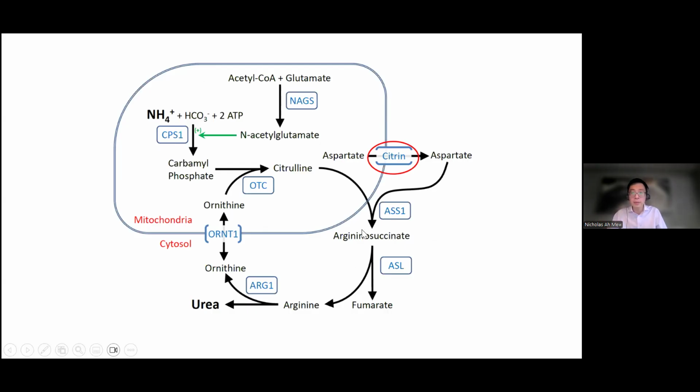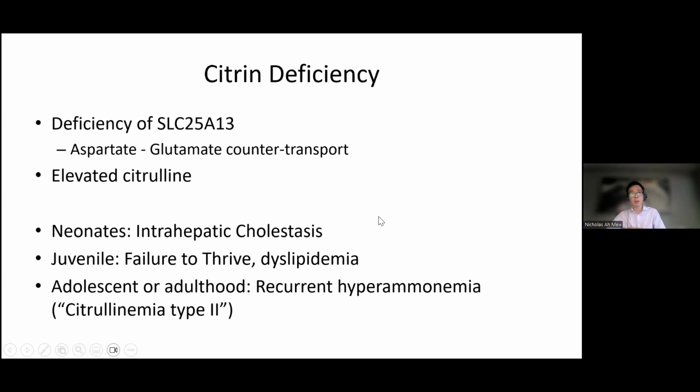We've covered all the enzymes. I want to talk briefly about the two transporters. The first is the citrulline transporter, whose gene is SLC25A13. It codes for this aspartate-glutamate countertransporter, and you will see elevated citrulline.